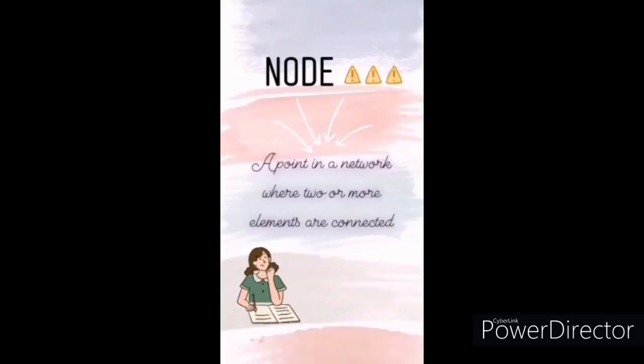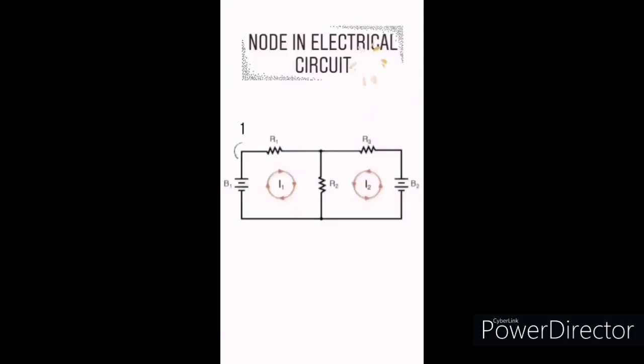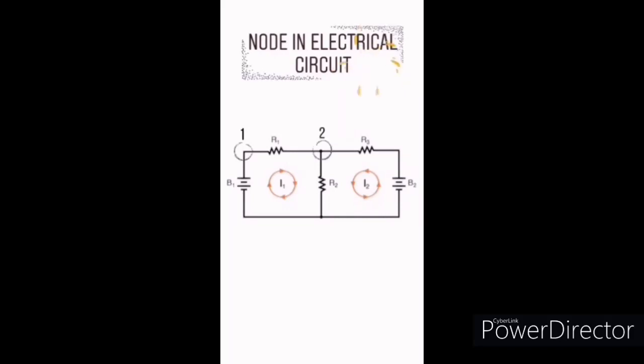The next one is node. A node is defined as a point in a network where 2 or more elements are connected. Let's analyze this circuit. The first node connects the first voltage source with the first resistor. The second node connects the 3 resistors together. The third node is at the right-hand side, which connects the second resistor and the voltage source. The last node is at the bottom, which connects 2 voltage sources and 1 resistor in the middle. Thus, this circuit contains 4 nodes.